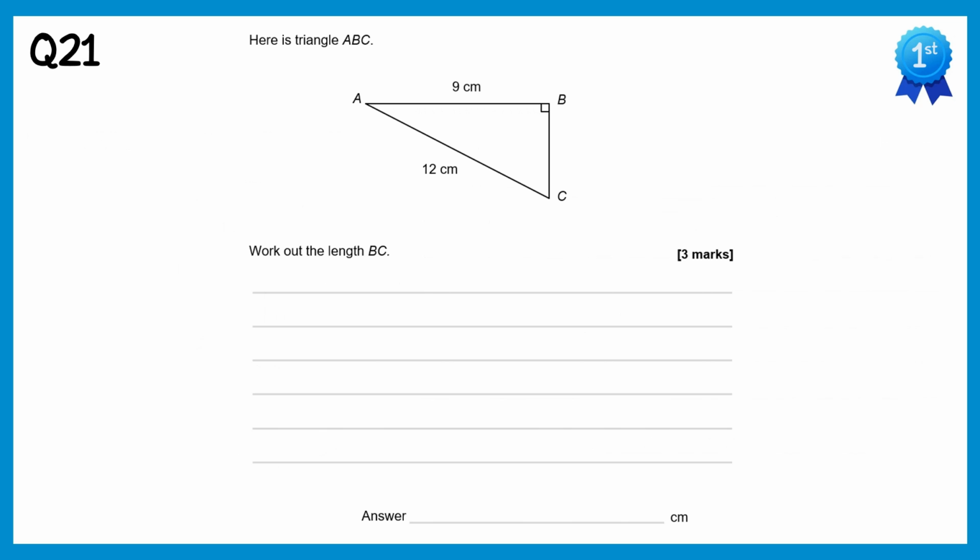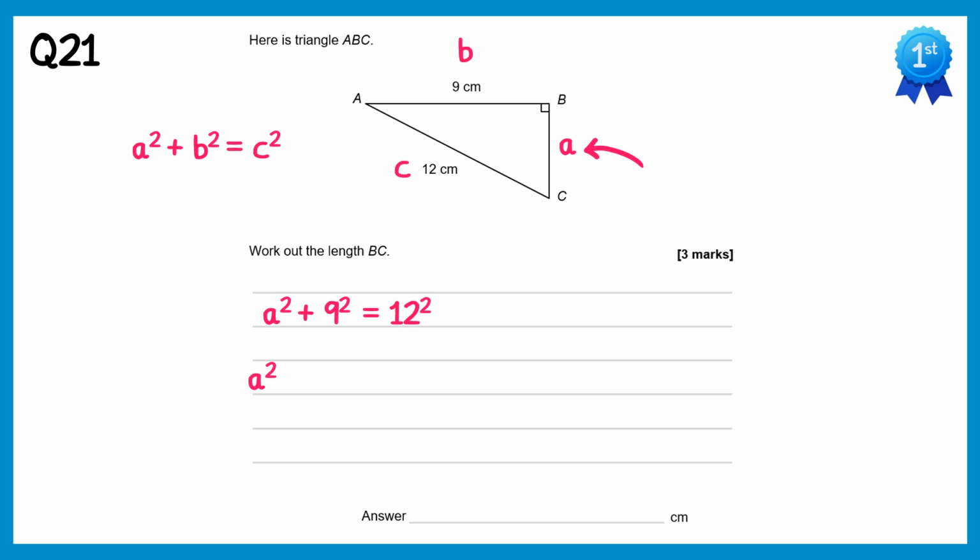In this question I'm finding the length of BC. This is a Pythagoras question, so I'll label the length I'm finding a. The other short side, which is AB, is b, and the longest side from A to C is going to be c. Now Pythagoras' theorem says that a squared plus b squared is c squared, so I'll write this out again but substitute in any values I know. So a squared plus 9 squared is 12 squared.